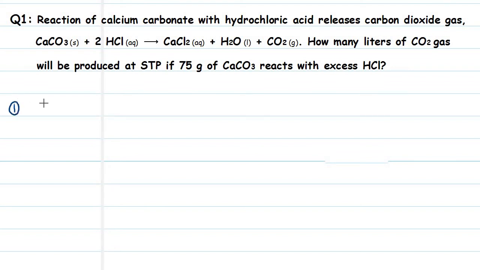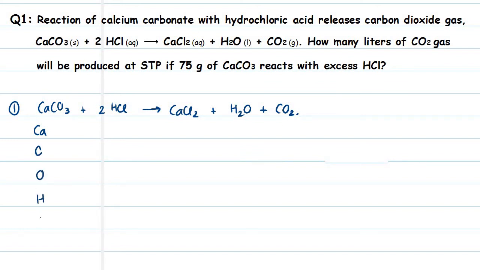So what they give us is calcium carbonate plus 2 HCl forming CaCl2 plus H2O plus CO2. In order to confirm that, we can list all the elements involved. We have calcium on the left, and then carbon, oxygen, hydrogen, and chlorine. And then we list the same thing on the right: calcium, carbon, oxygen, hydrogen, chlorine.